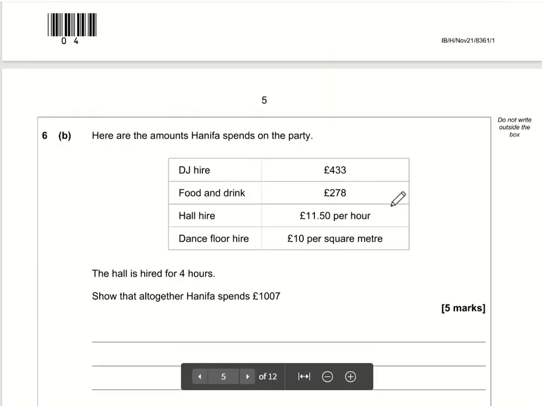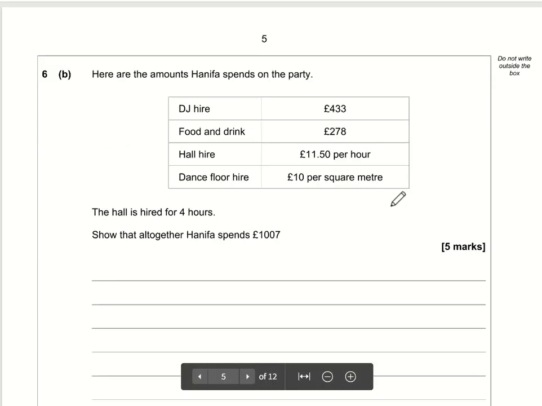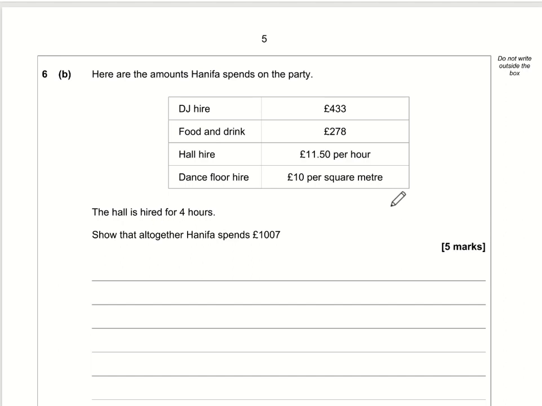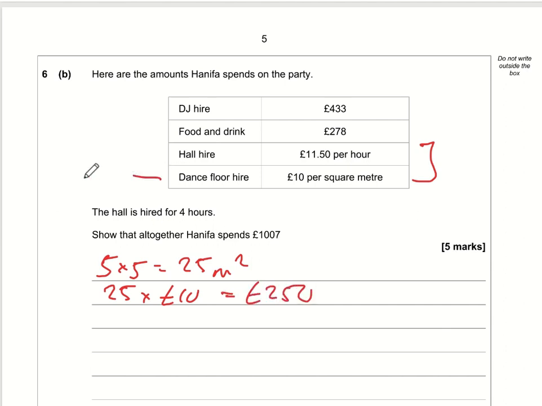Okay, the hall is hired for 4 hours, so we need to show that Hanifa spends £1,007. The only things we need to work out are the hall hire and the dance floor hire. Well, the dance floor was 5 by 5, so that is 25 square meters. 25 square meters times £10 is 250. So I'll just make a note here that that is £250.